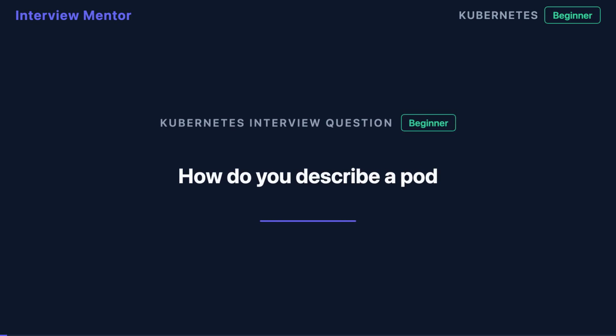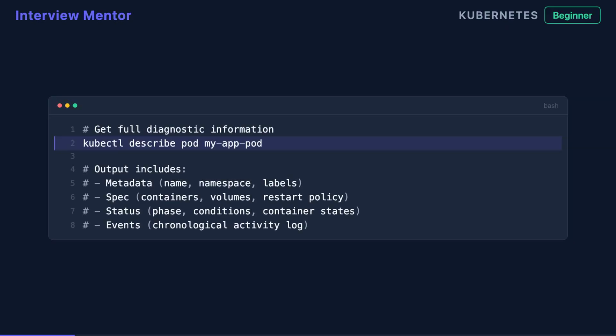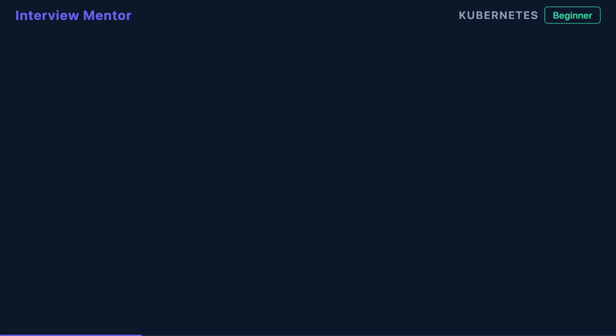When your Kubernetes pod isn't starting or behaving correctly, the first question is always, what's actually happening inside? Let's explore how to get the full diagnostic picture. The primary command you'll use is kubectl describe pod followed by the pod name. This gives you a comprehensive view of everything Kubernetes knows about that pod. It's your go-to diagnostic tool and should be the first thing you run when troubleshooting.